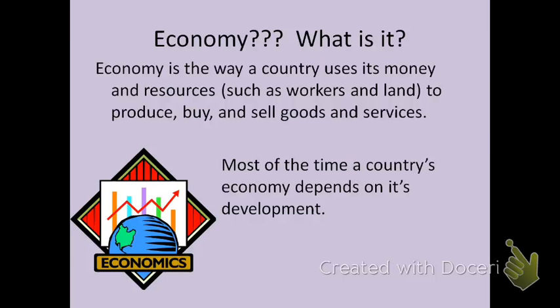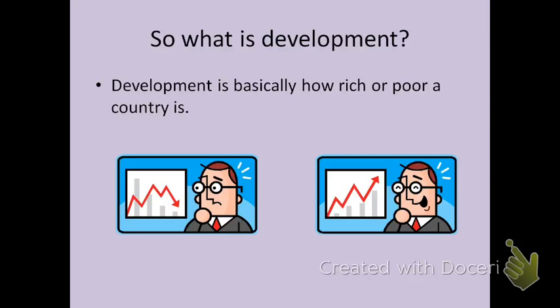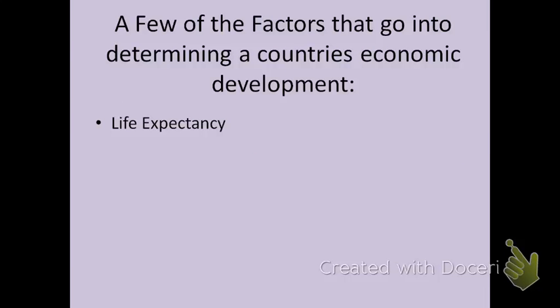Economy is the way a country uses its money and resources, such as workers and land, to produce, buy, and sell goods and services. Most of the time, a country's economy depends on its development. So what is development? Development is basically how rich or poor a country is. There are a few factors that go into determining a country's economic development.